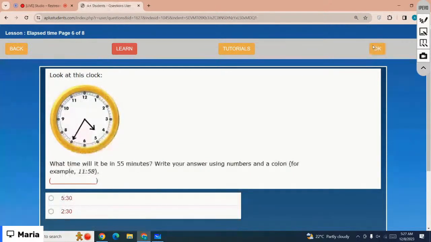Okay, look at this time. What time will it be in 55 minutes? So, which is the correct option? That would be 5:30, right? After 55 minutes, it would be, yes, the correct option is 5:30.